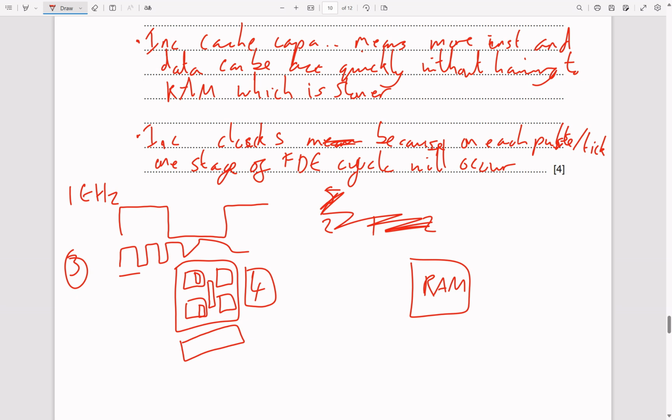I'm not sure if that's enough. You probably want to say hence, more clock cycles mean more fetch-decode-execute cycles happen per unit time. You'd probably want to be a little bit more detailed.